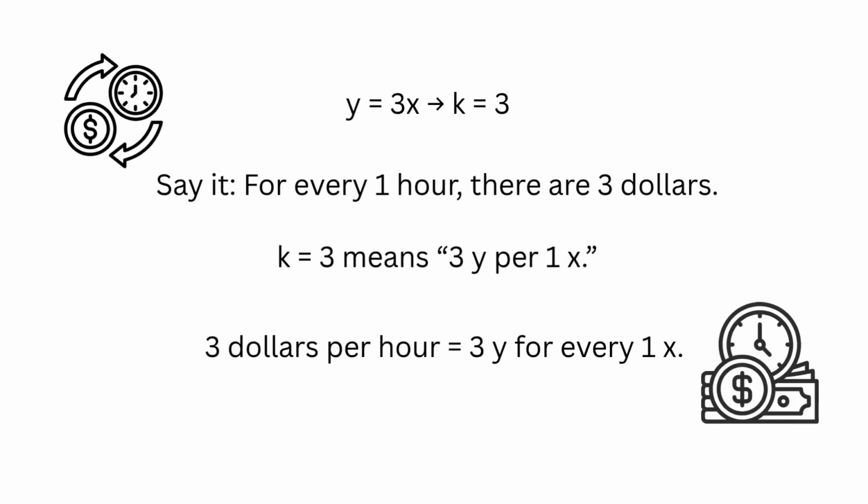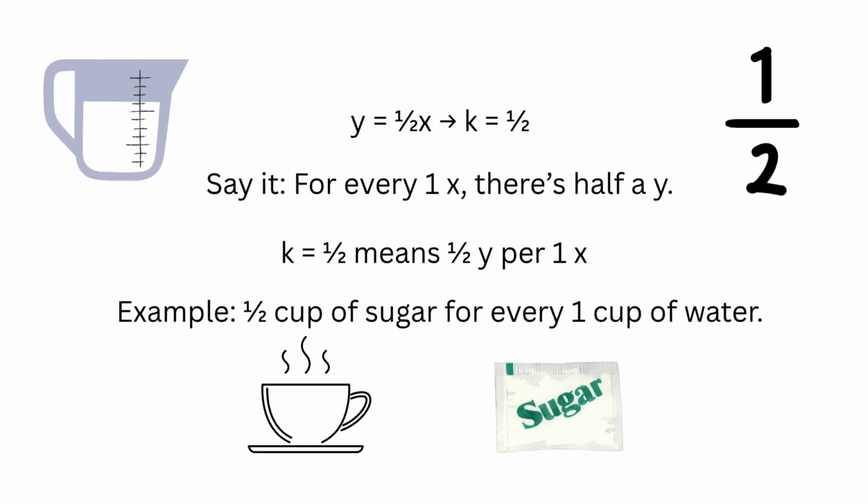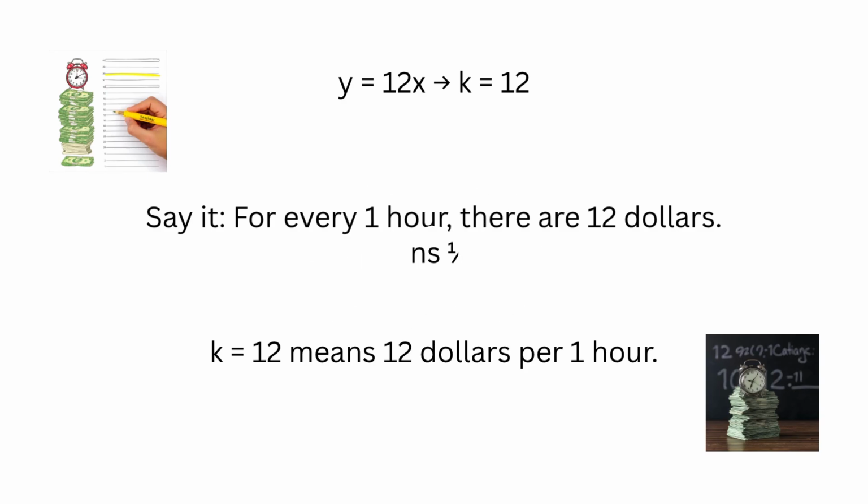If y equals 3x, that means for every 1x, there are 3 y's. If x is hours and y is dollars, then you earn $3 per hour. If y equals 1/2 x, that means for every 1x, there's half as much y. You could say half y per 1x or 1y for every 2x's. If y equals 12x, that means for every 1x, there are 12 y's. If x is hours and y is dollars, you earn $12 per hour.